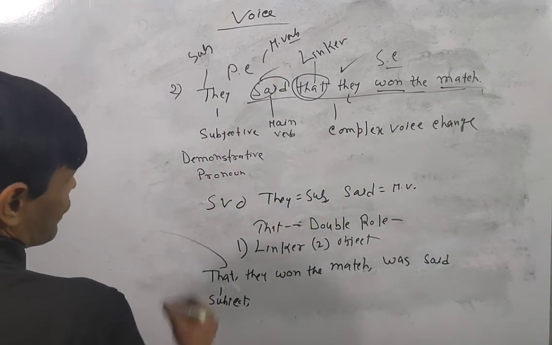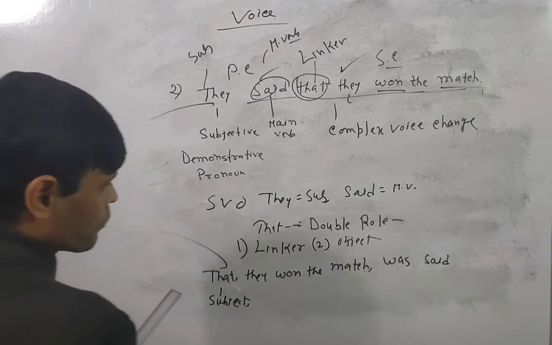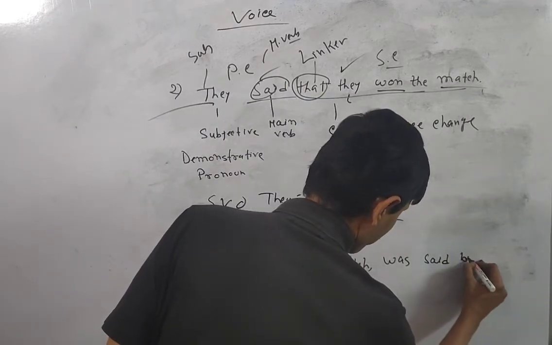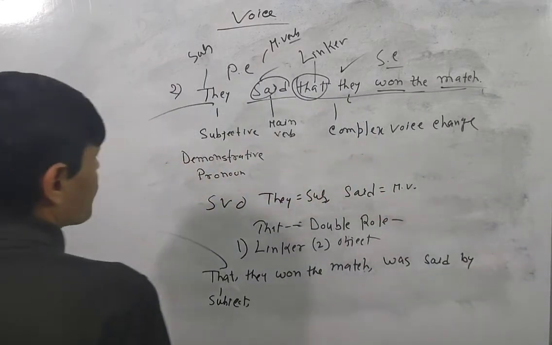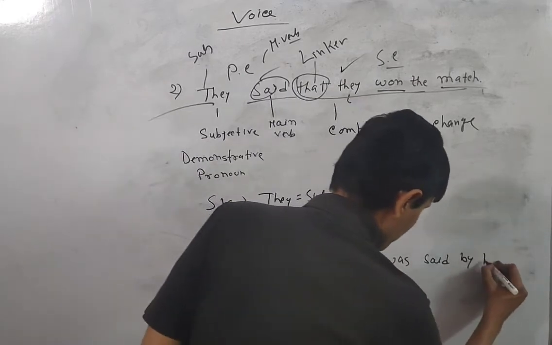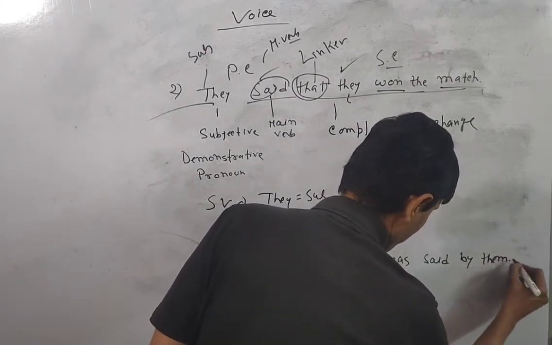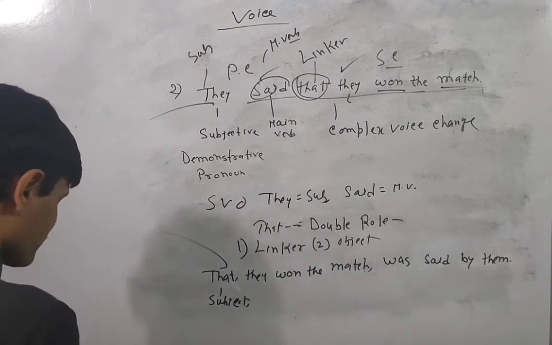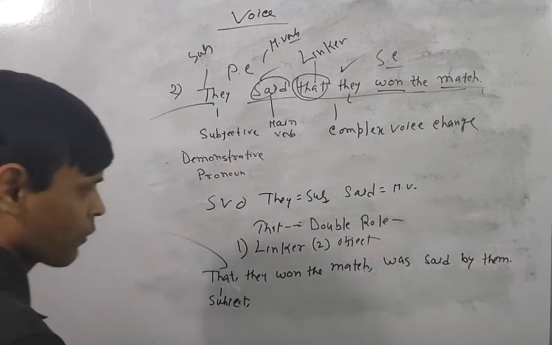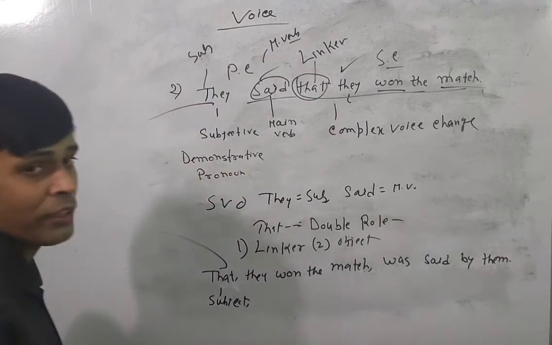Now it has been the object. Before that we can easily use "by". What is the objective form of "they"? "Them". So we can easily write "them". In this way you can easily select the right option, or you can easily write the right option in the exam.